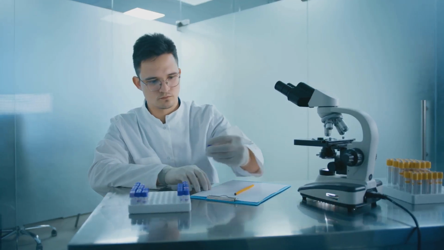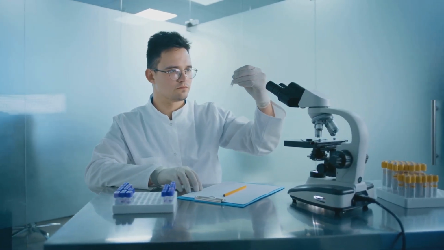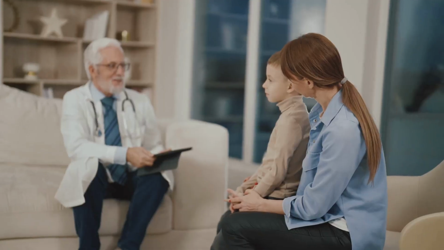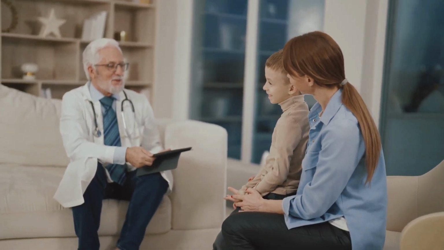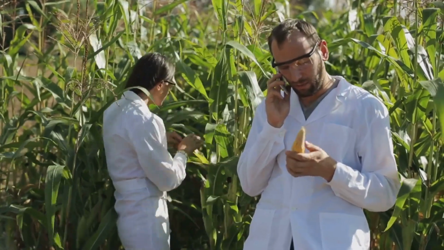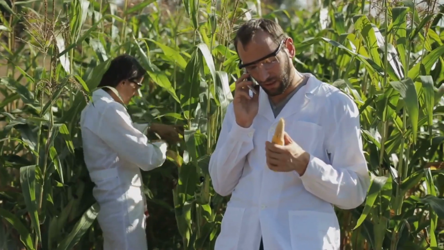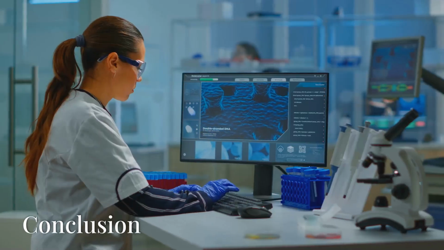The ability to predict genetic outcomes has profound implications in fields such as medicine, agriculture, and conservation. For example, genetic counseling uses these principles to help families understand the risks of inherited disorders. In agriculture, breeders use knowledge of inheritance to develop crops and livestock with desirable traits, such as higher yield or disease resistance.